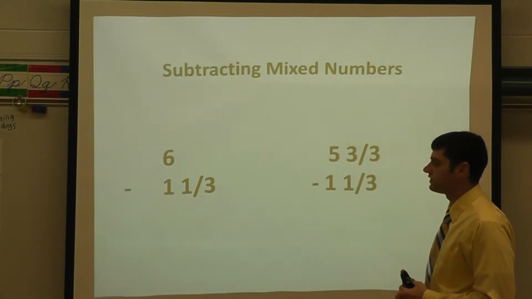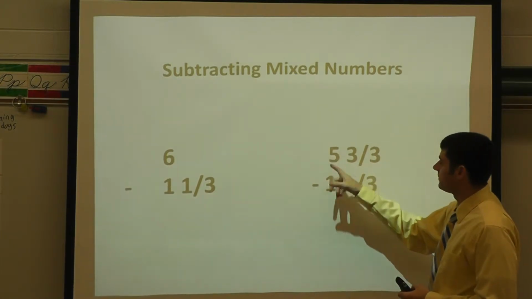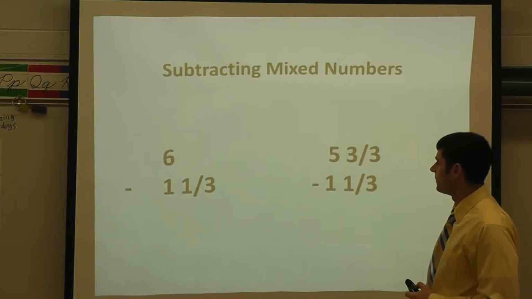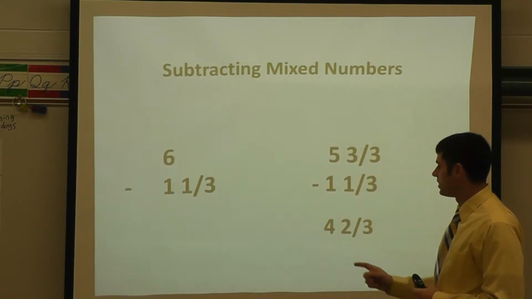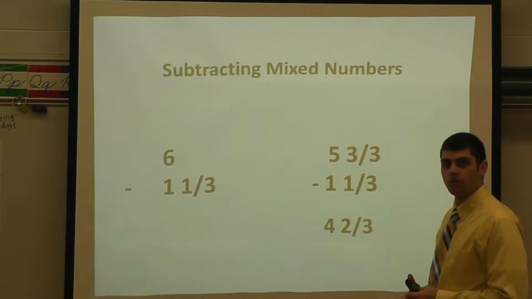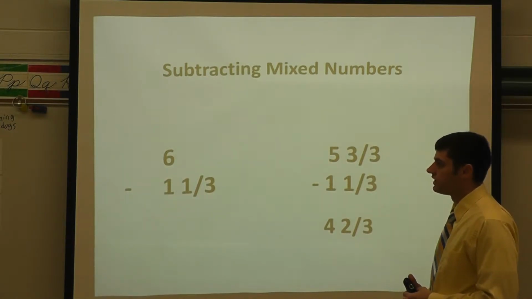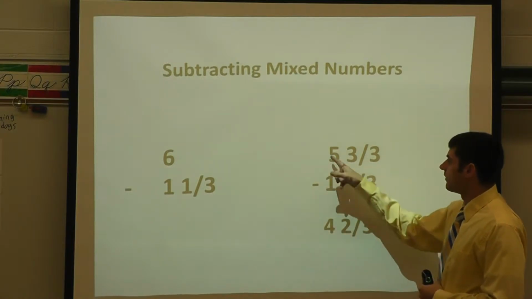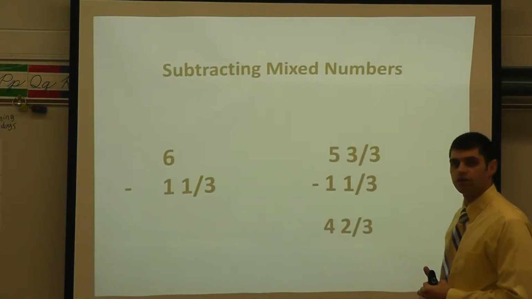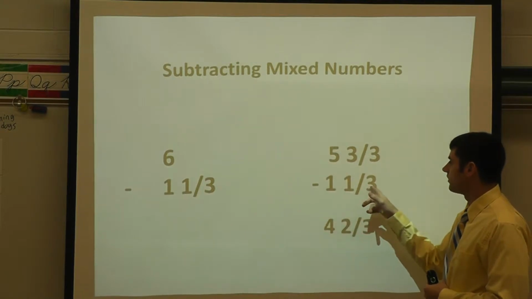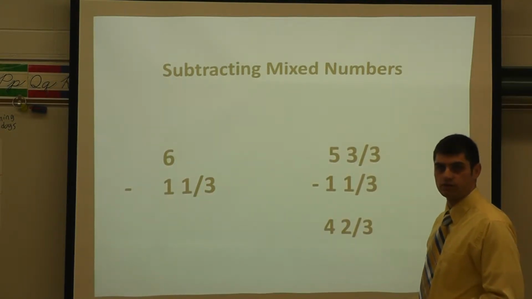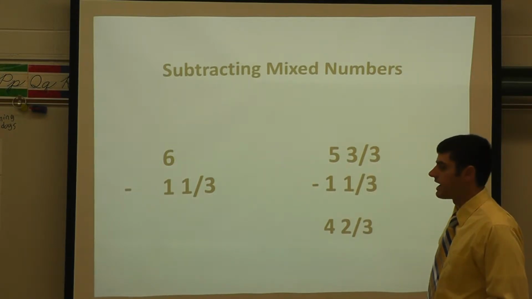Now I'm going to subtract my two mixed numbers. If I subtract 1 from 5, I have 4. 3/3 minus the 1/3 would leave me with 2/3, so my answer becomes 4 2/3. Again, my original problem, 6 minus 1 and 1/3. I renamed the 6 as 5 3/3. I then subtracted the 1 and 1/3, and my answer became 4 2/3. Let's take a look at another example.